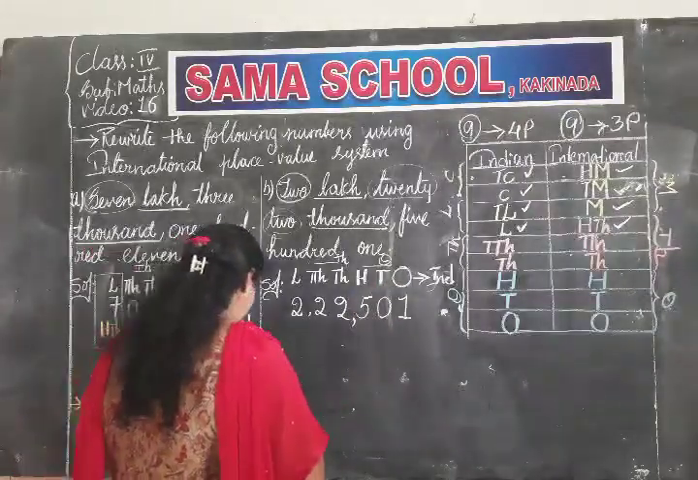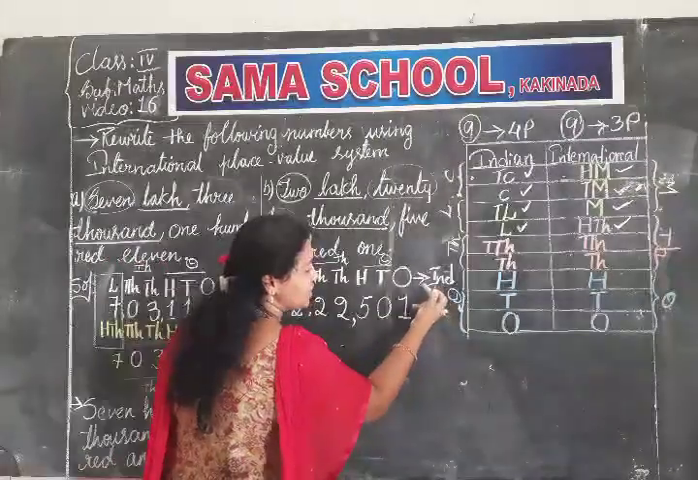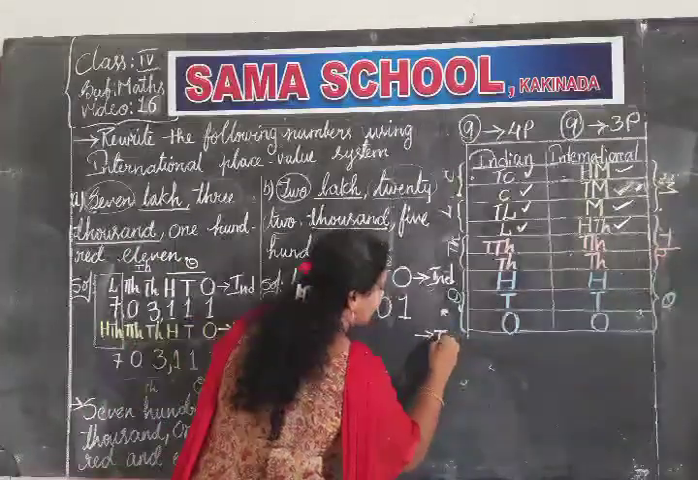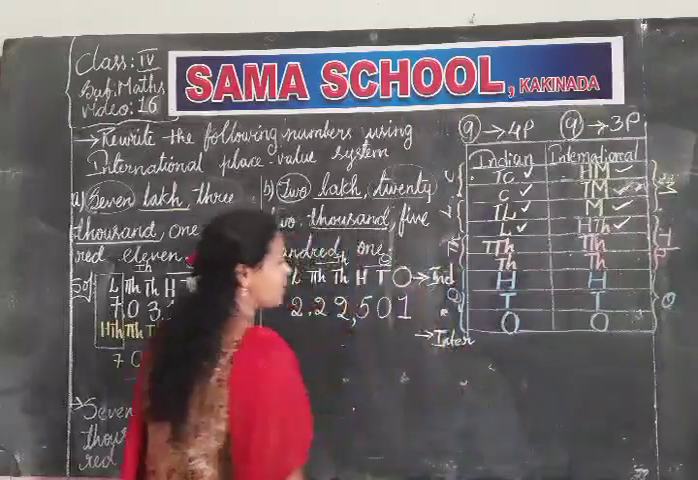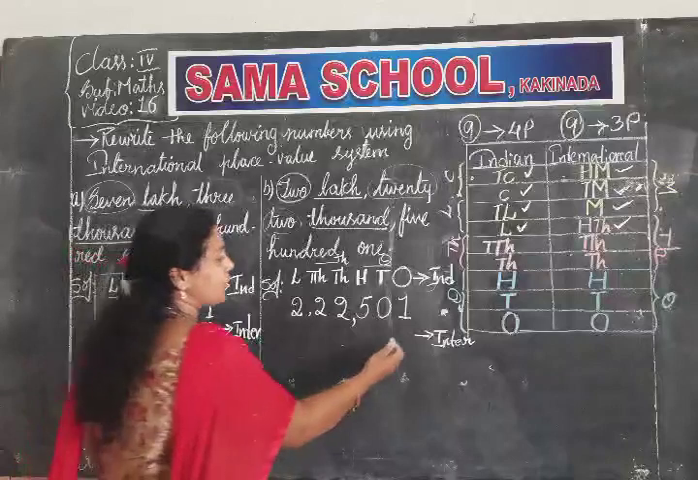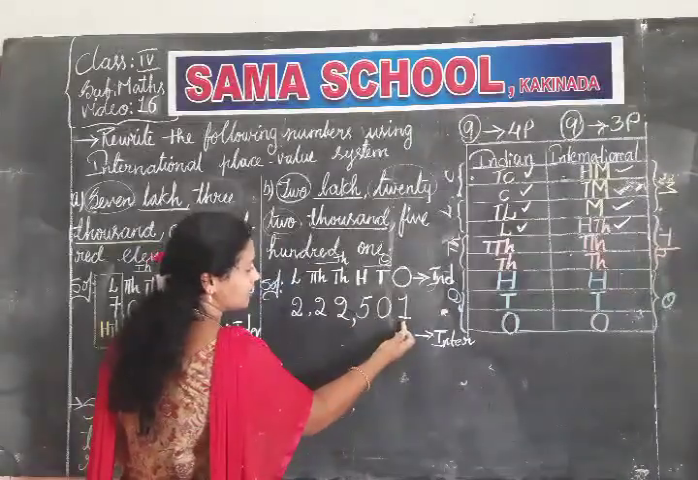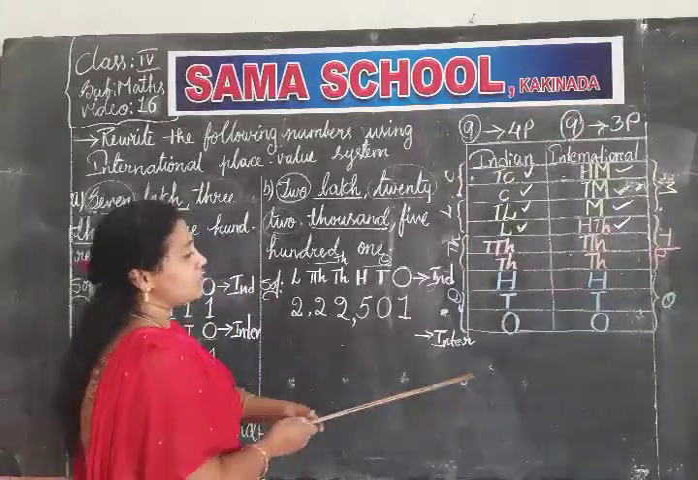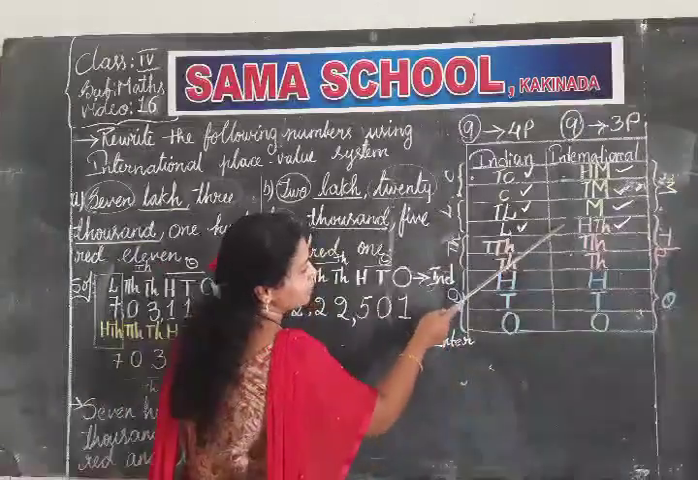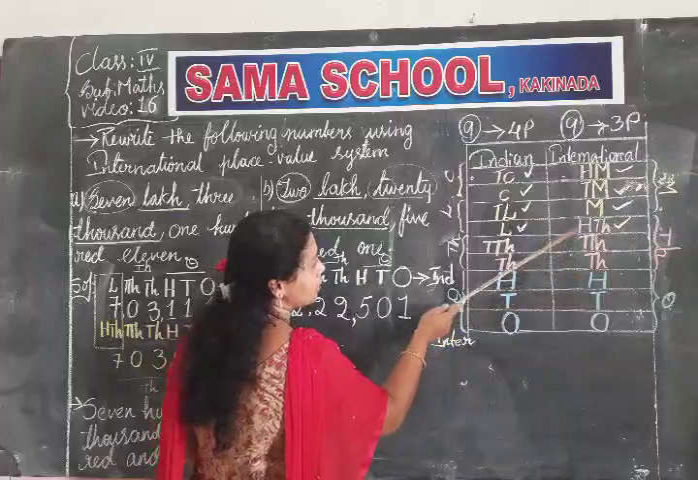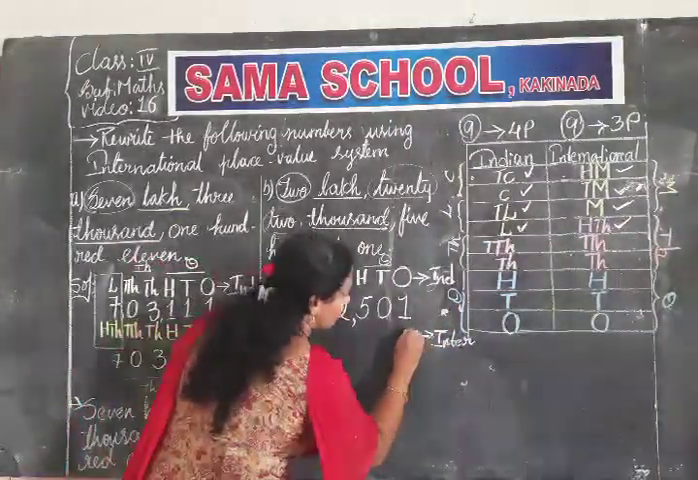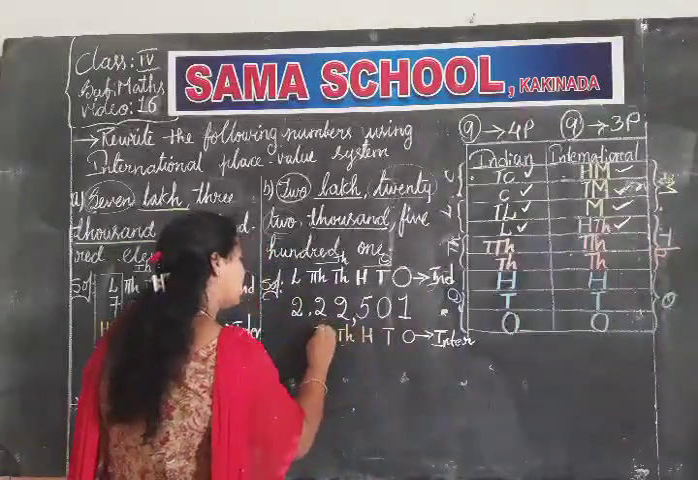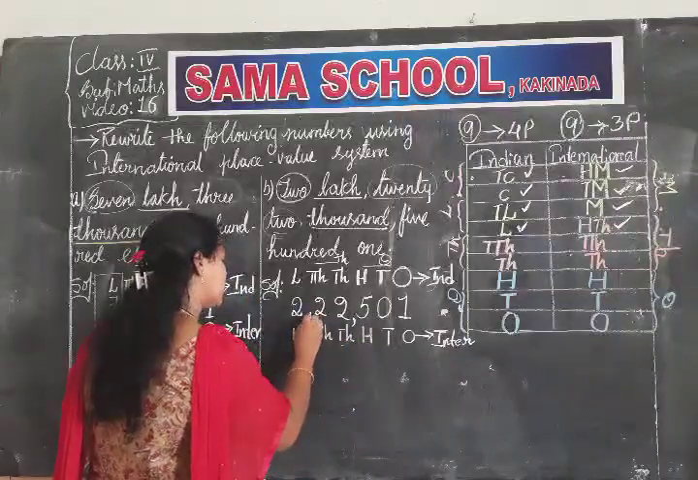Now we change the number into the international system. Okay? See. Write the places. Count the digits: 1, 2, 3, 4, 5, 6. Yes, here also 6 digits are there. So in the international system, up to 6 places we have to write: 1s, 10s, 100, 1000, 10,000 and 100,000.